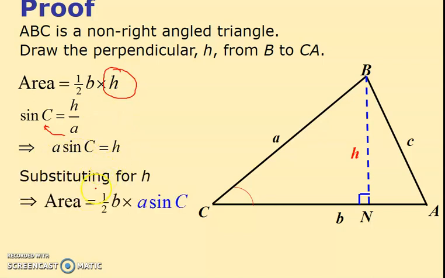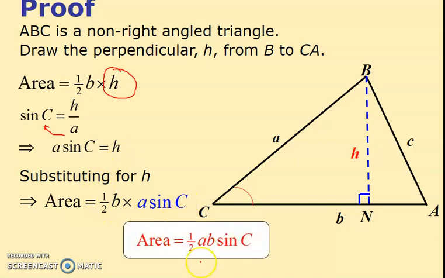Now this can take its place. If I substitute it in, I get a half b a sine C, but written better as a half ab sine C. So the area of any triangle for this angle is a half of ab times the sine of the angle between. Notice the a and the b. Now I talked about snappy crocodiles the other day. Notice the a and the b are either side of the angle that we need.